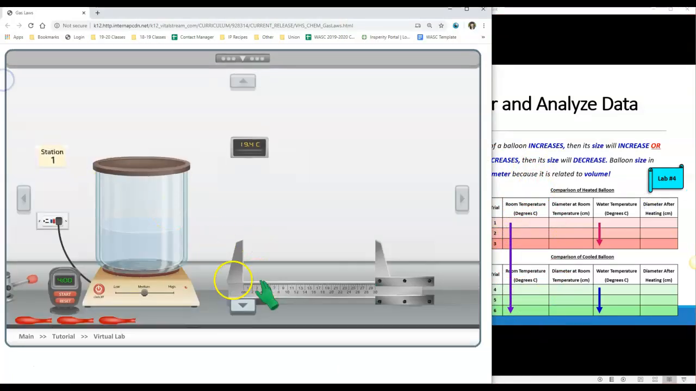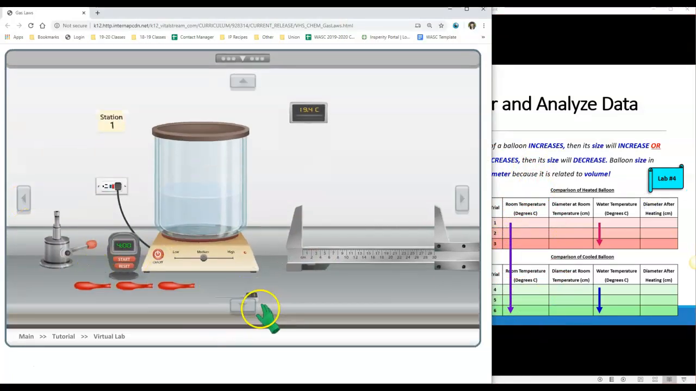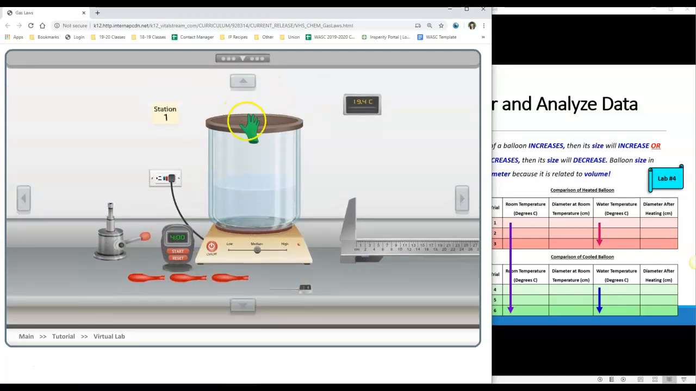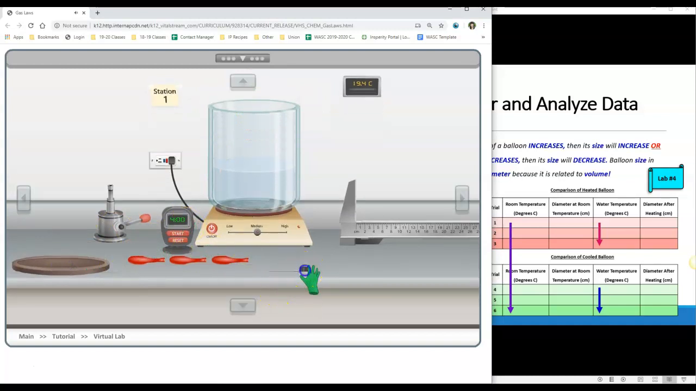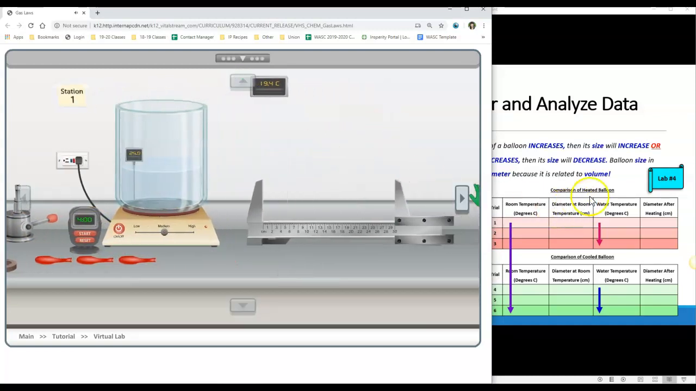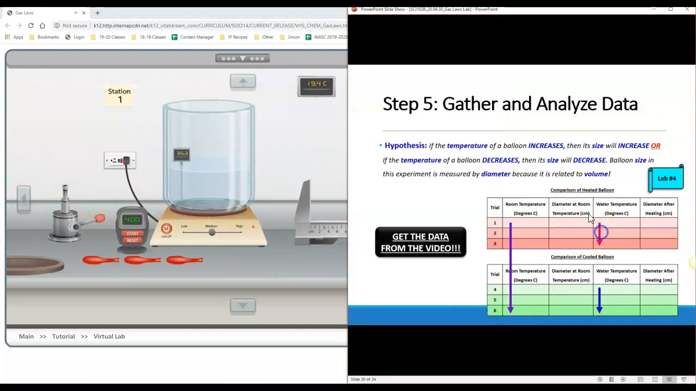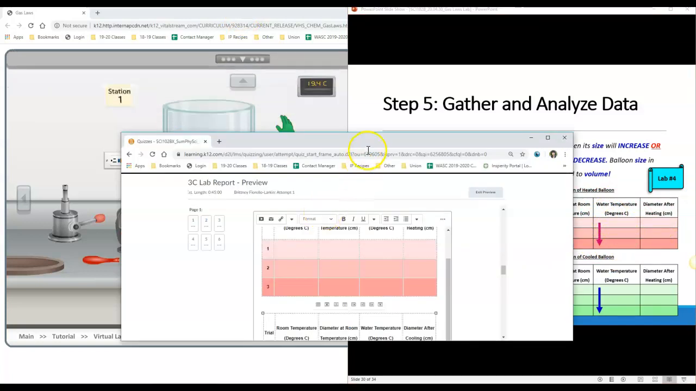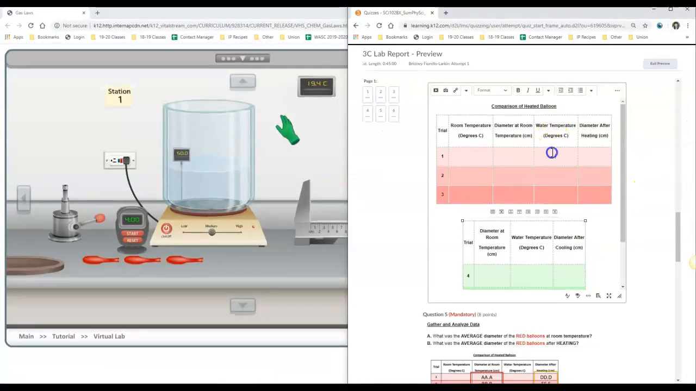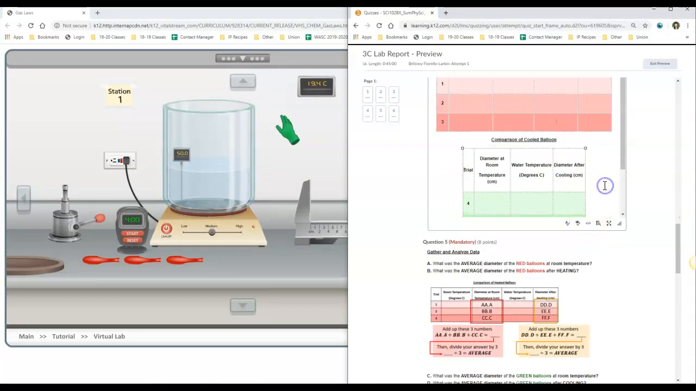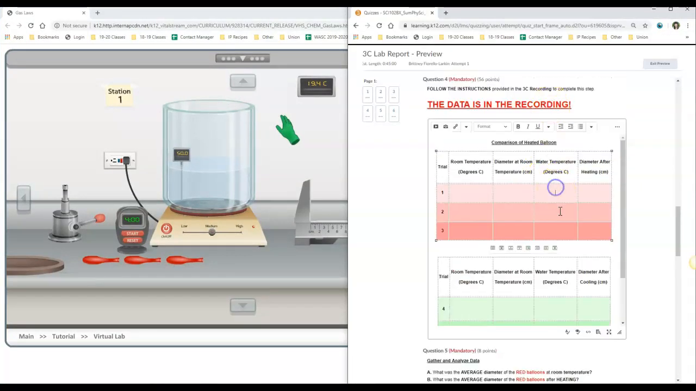So once you have that, we're going to actually do our balloon. Oh, sorry, let's actually measure the temperature of the water first. For the water, we're going to drop this thermometer in. The water temperature for trials 1, 2, and 3, which is the heated balloon, should all be the same, which is going to be 50 degrees. So at this point, you should be able to fill in 50, 50, 50, all in the red boxes here. Oops, sorry, I got rid of something. There you go, 50, 50, 50.